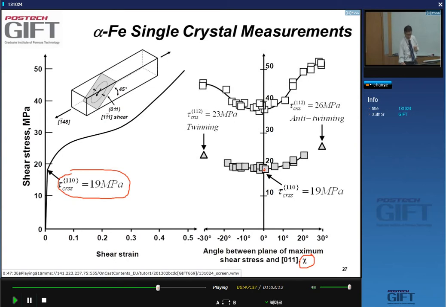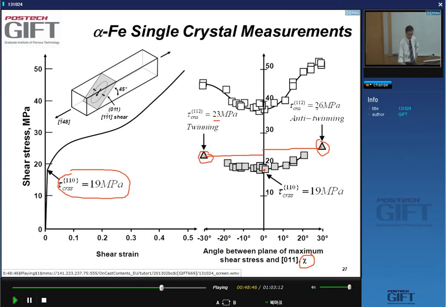I can change this angle chi. I can make it up to 30 degrees positive or 30 degrees negative, so that I get another slip plane. If it's 30 degrees positive, I'm in the anti-twinning orientation. There my slip is no longer on a 110 plane, but on a 112 type plane. And in the other direction, it's on a similar plane, but with a shear in the other direction. You can see that the shear stress to start the slip will be higher to start with, and second, will not be the same. It will not be symmetric. So this is definitely proof that Schmid's law does not hold for alpha iron.